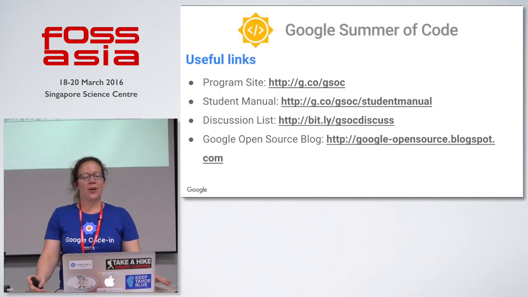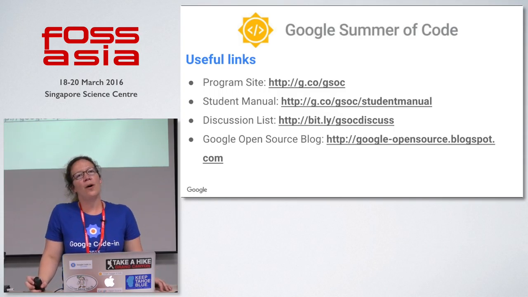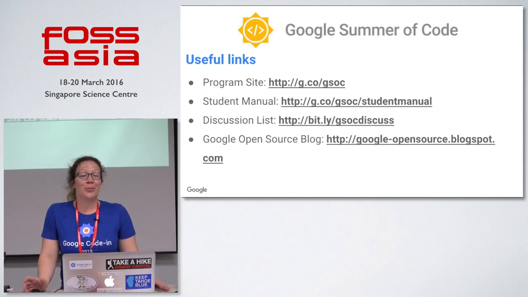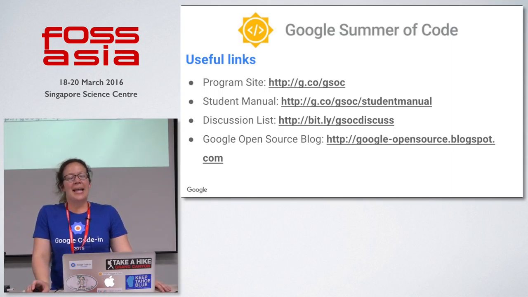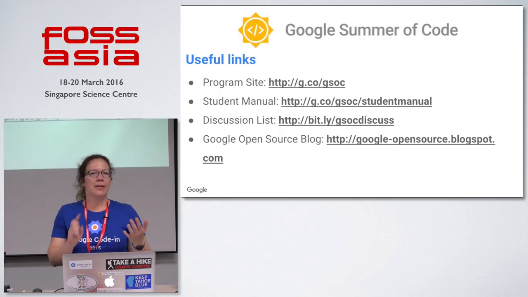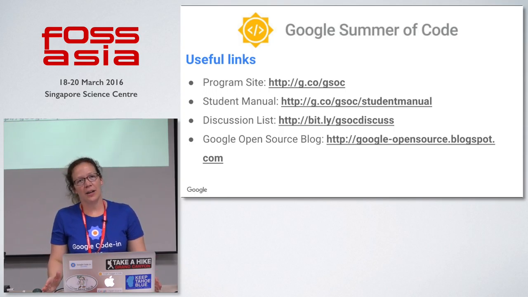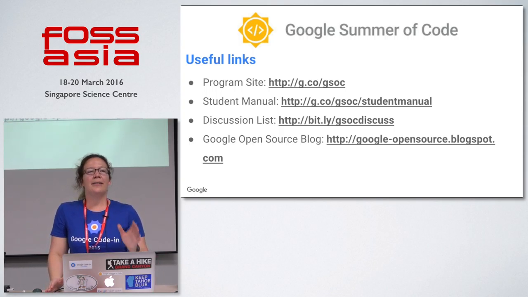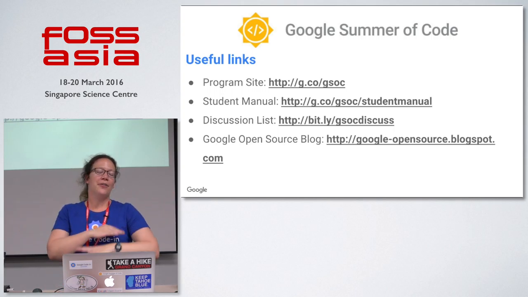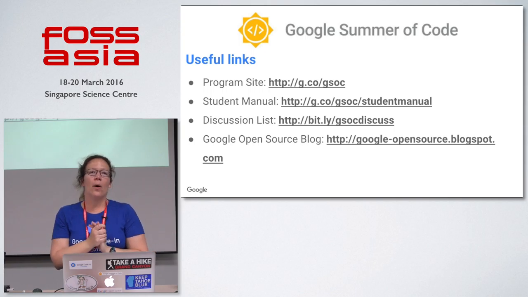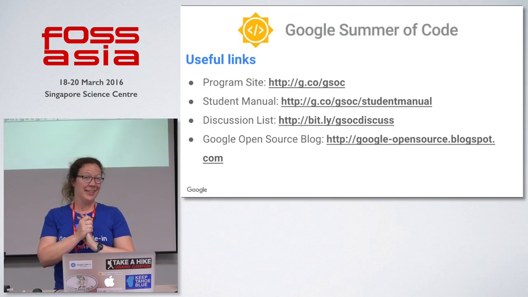And there's a bunch of links here. Really, the only one you need to remember is this top one, g.co/GSOC. GSoC stands for Google Summer of Code, obviously. And at that site, you can find links to the student manual, which is a really important thing to read. We highly encourage students to read it. When you say manual, you think, oh, it's like 100 pages. It's not. It's basically each chapter is one page. So you could read it all in less than an hour.